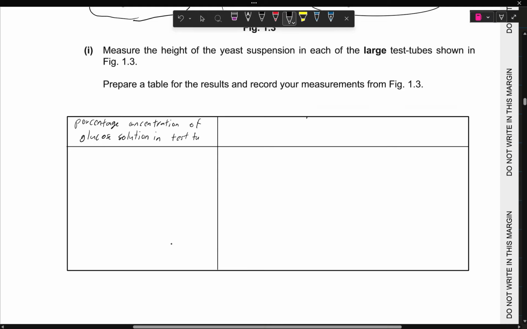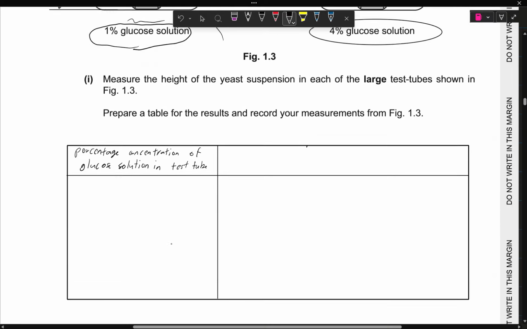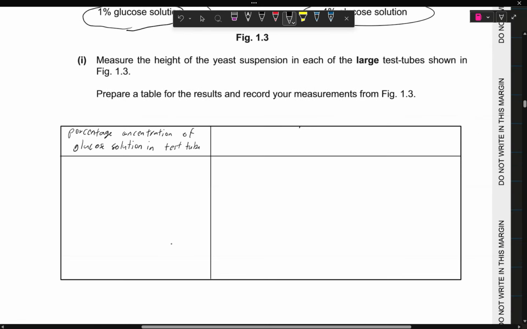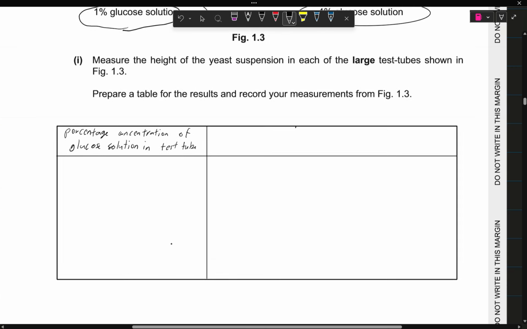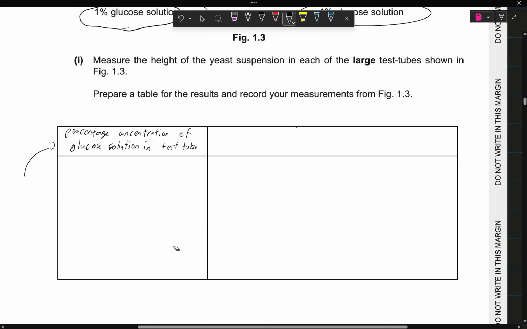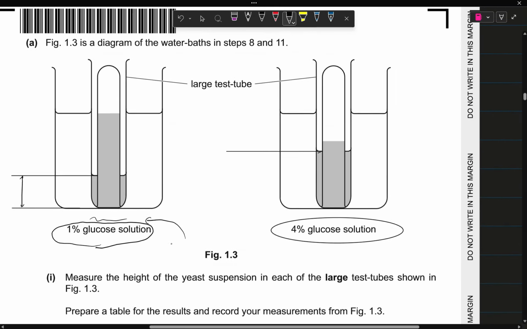Okay, that sounds pretty good now. However, you have two ways of coming around this. You either write it as I did, or you can just write concentration of glucose solution in test tube and then slash percent. And you completely omit this percentage here. But in my case, I did it like so. Now, this is the first heading done. Now we want to go to the second heading.